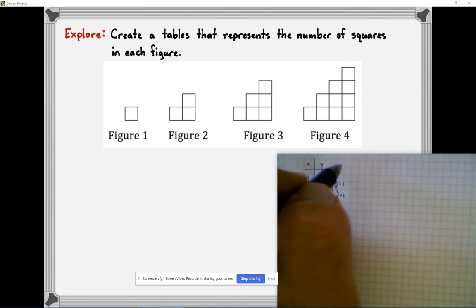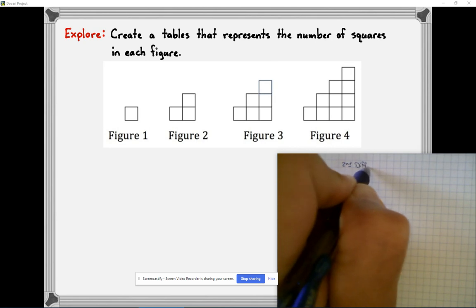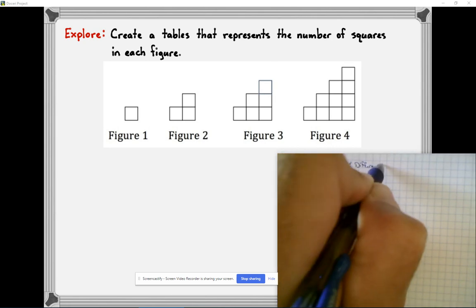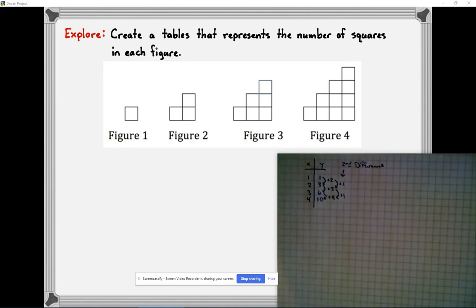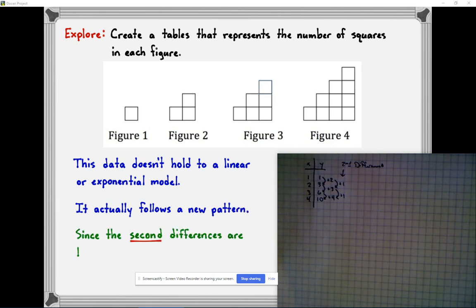You can see here that the second differences, in this case, the second difference is the same. And so we would say that this is a quadratic function because the second differences are constant, okay? This data doesn't hold to a linear or exponential model because of the reasons we explained earlier. It actually follows a new pattern, and this new pattern, the second differences are the same. This is called a quadratic function.